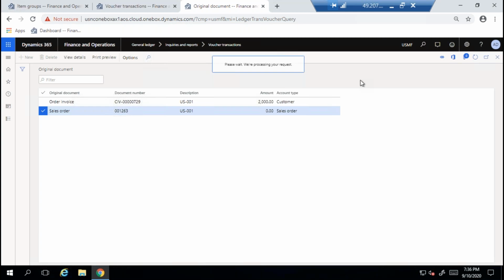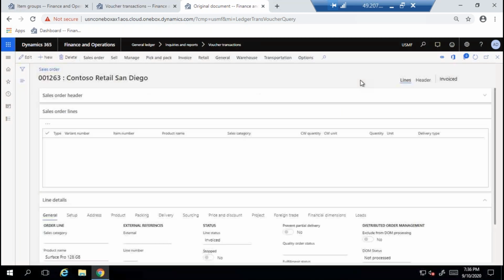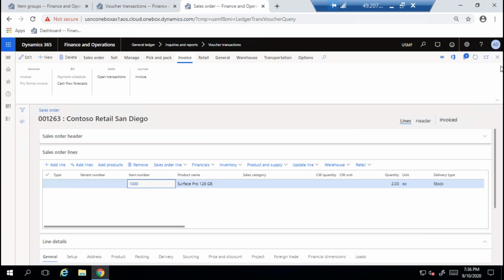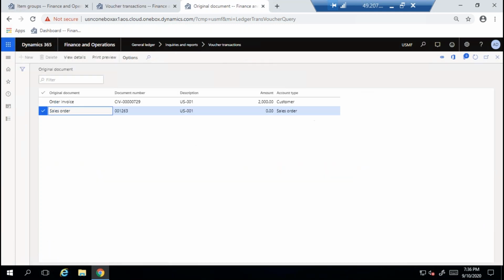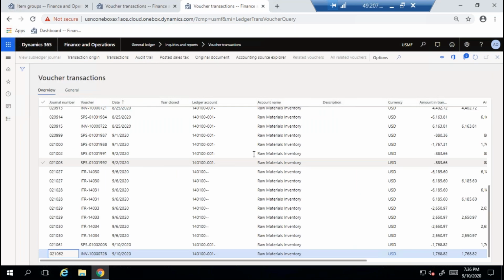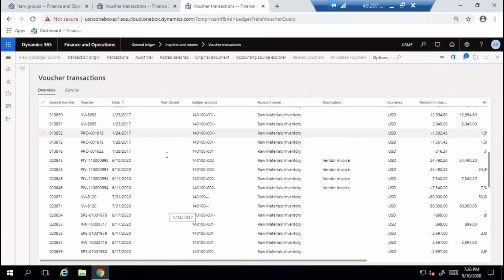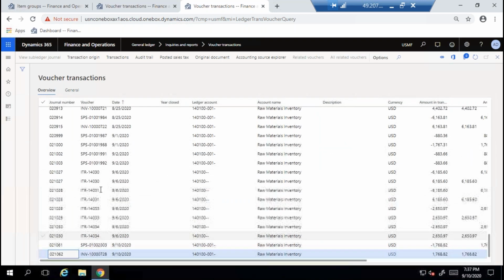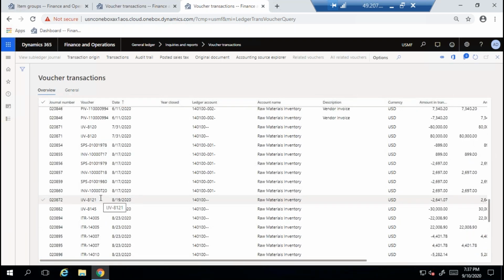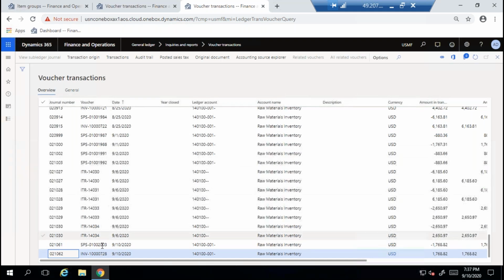The sales order is one specific sales order, but from the main accounts point of view, I would like to see all the types of vouchers in that main account. So these are the different vouchers. These all are different.